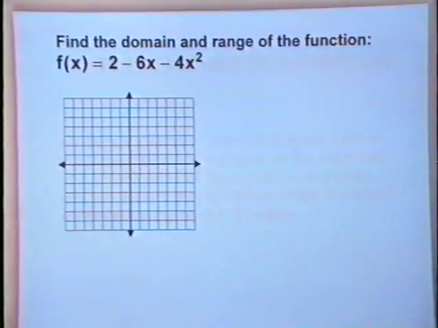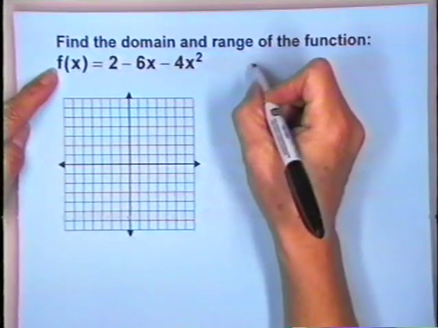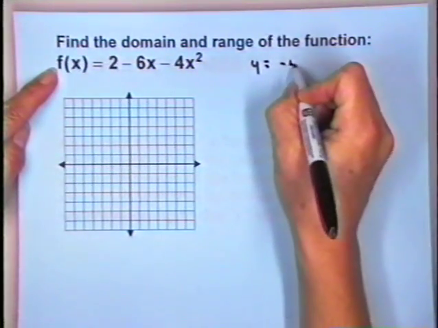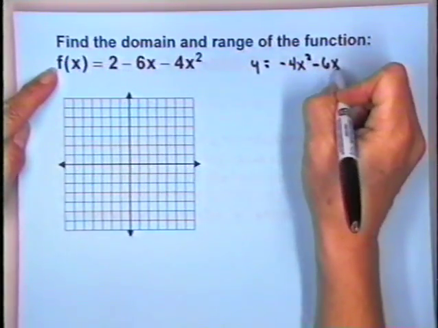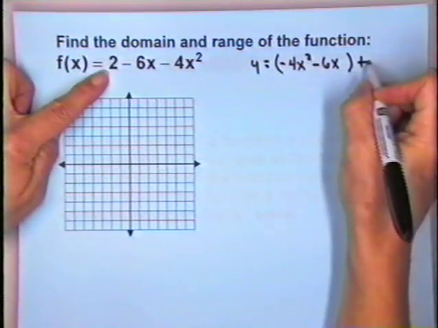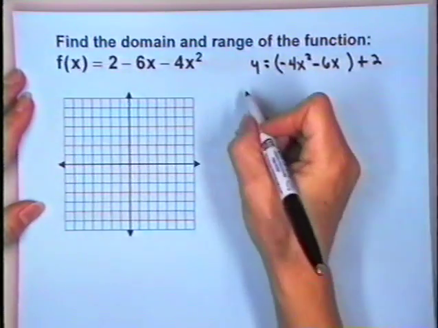Now, I've got a graph here, and the reason is that I'm going to have us do a quick little sketch, and from the sketch we're going to talk about domain and range of this function. I'm going to rewrite this f of x as a y, and rearrange this: minus 4x squared minus 6x. I'm going to group that, by the way, and bring down the plus 2 outside of that. Now I'm going to go ahead and complete this square.